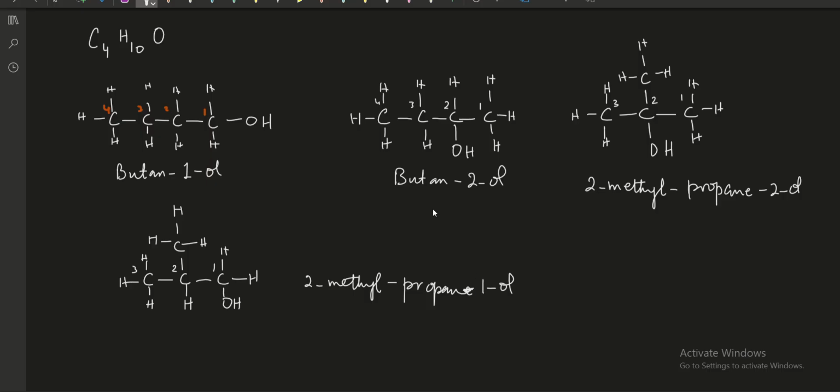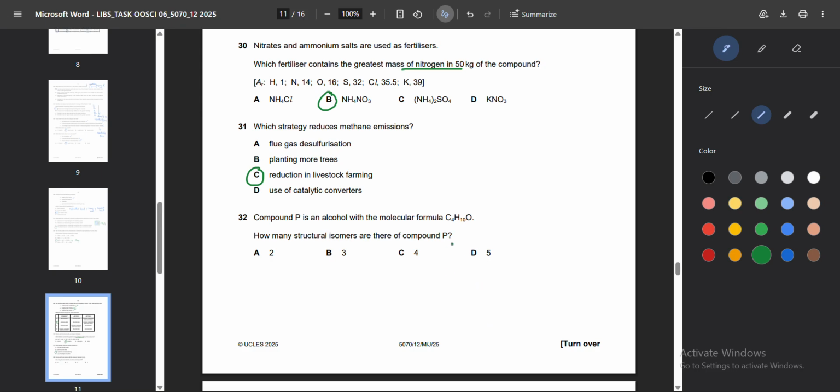So that makes a total of 4 isomers. So that means option C is the correct one.